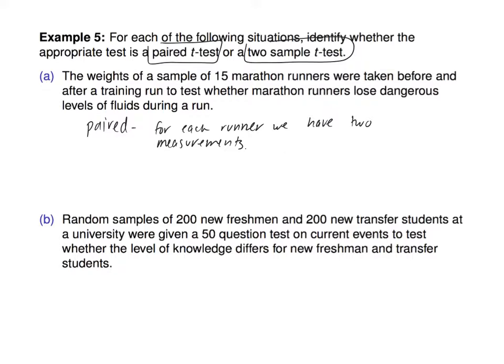Random samples of 200 new freshmen and 200 new transfer students at a university were given a 50-question test on current events to test whether the level of knowledge differs for new freshmen and transfer students. What do you think? Two different samples, yep, so this is a two-sample test, because we have two separate groups.